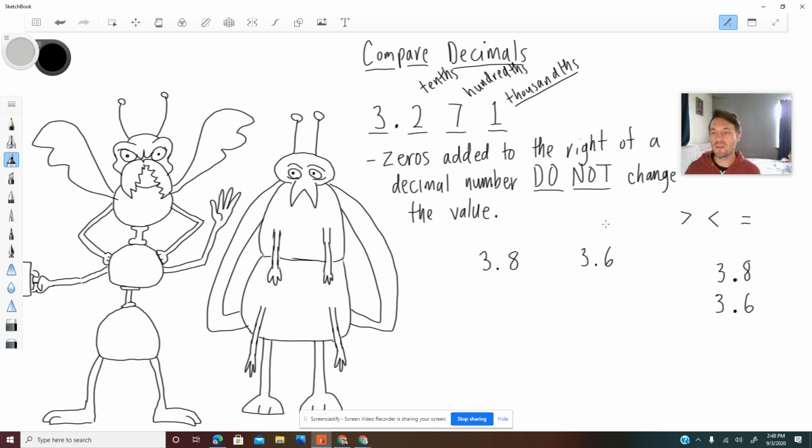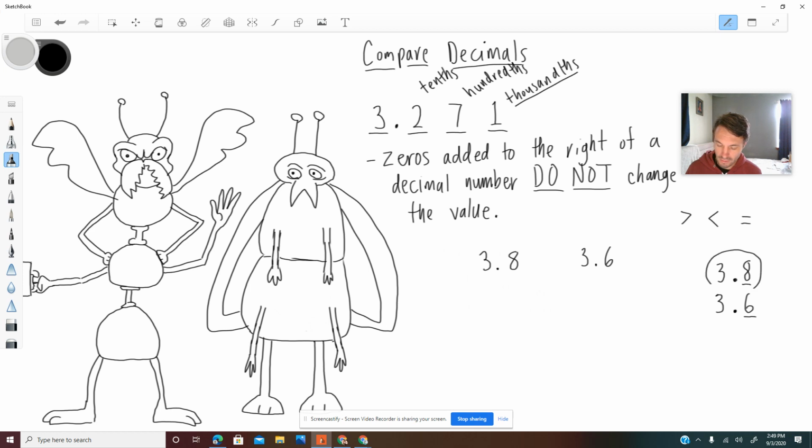Now all we have to do is compare each digit in each number to its corresponding digit in the same place value position in the other number. So we compare the ones place first, and they're both a 3. If they're both the same digit, you move on to the right to the next place value position. This one has an 8, whereas this one has a 6.